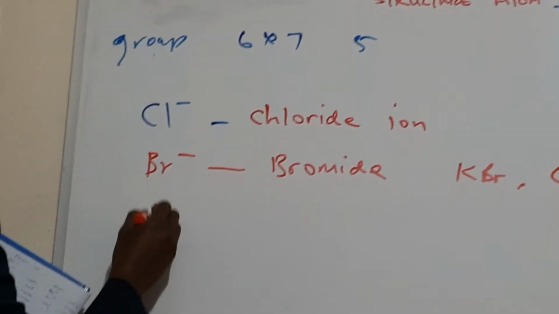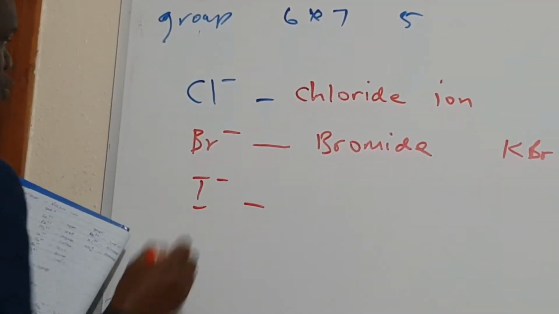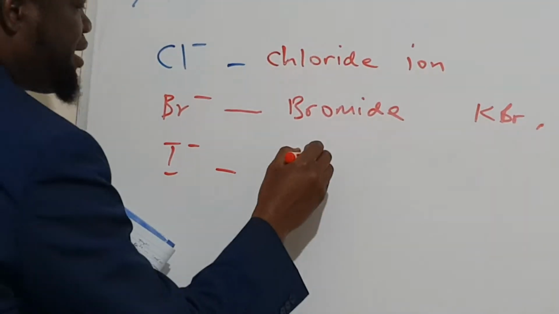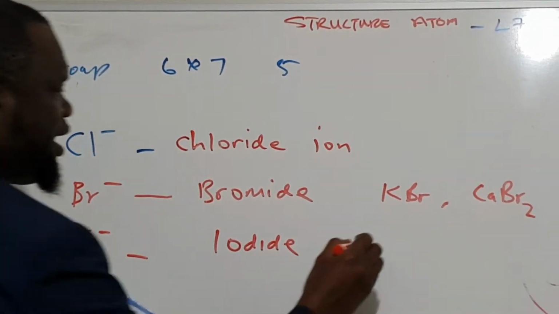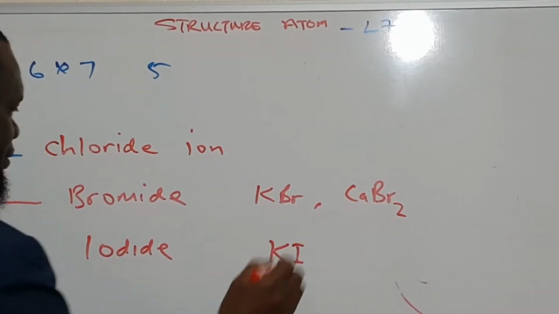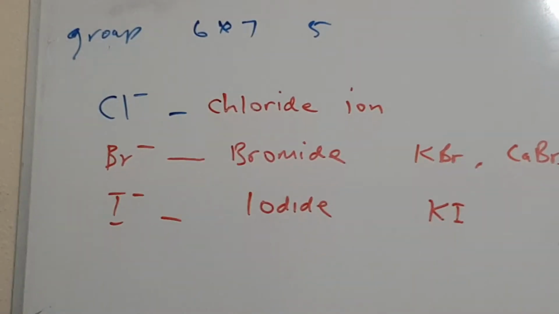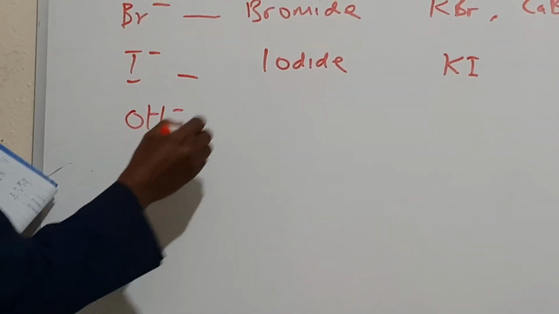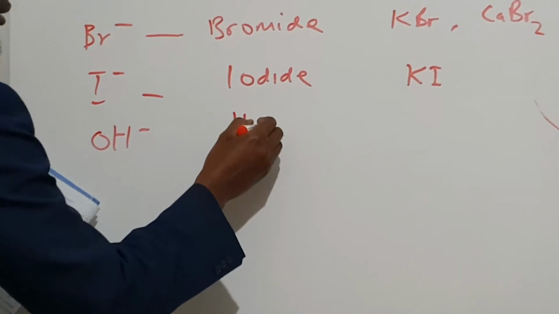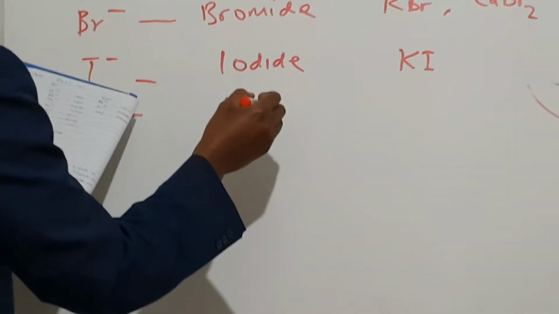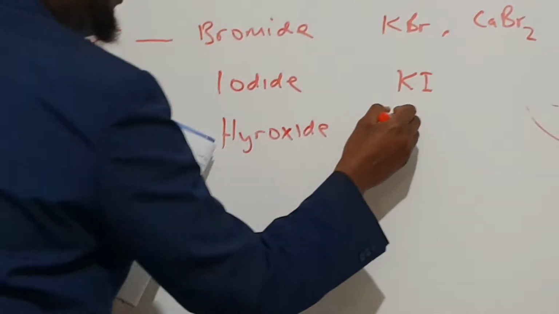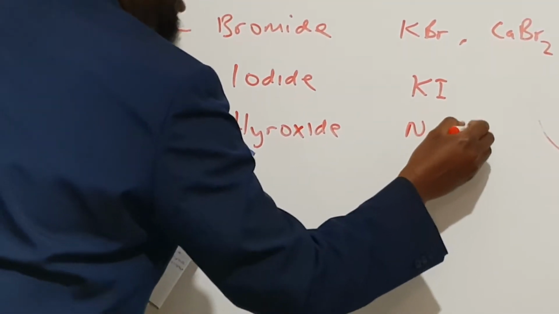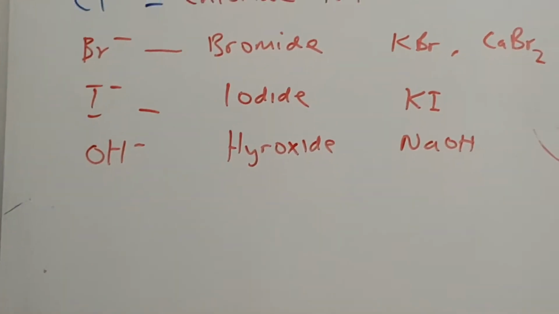Another one is iodine, 1 minus because group 7. The compounds formed from it are called iodides. You can have potassium iodide. Now look at our famous one that comes from water. It's called hydroxide. An example, the famous one, is sodium hydroxide. Okay? Look at me here.